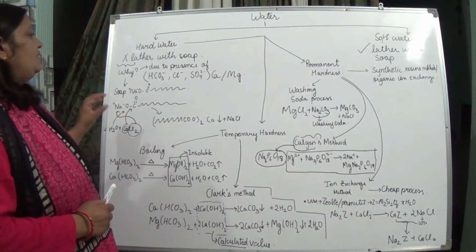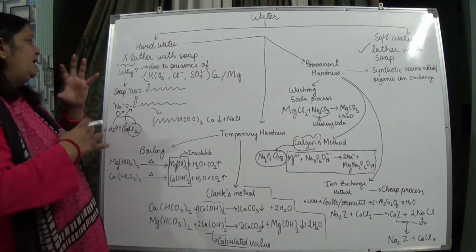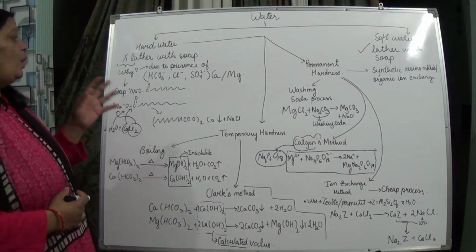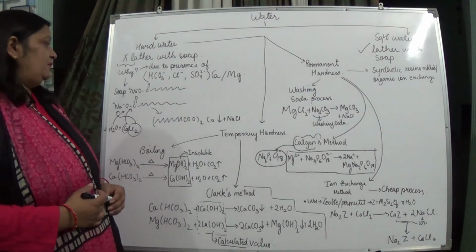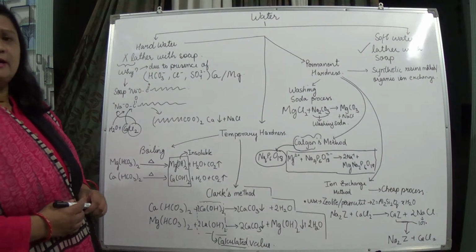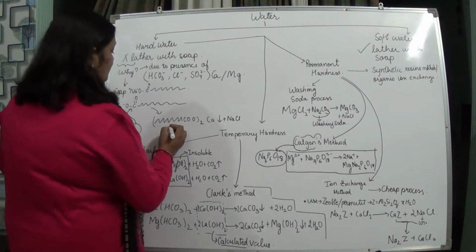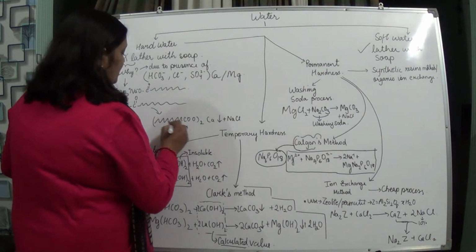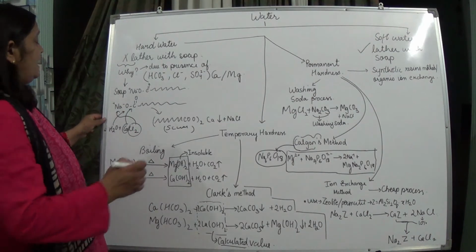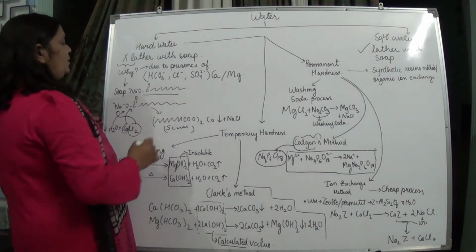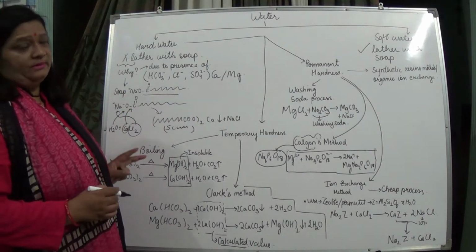Here we are seeing that the soap is reacting with the calcium and magnesium hydrogen carbonate, chloride or sulfate, and it forms a dirty precipitate that is known as scum. The typical structure of a soap is Na, single bond C, double bond O, and a long hydrocarbon chain.